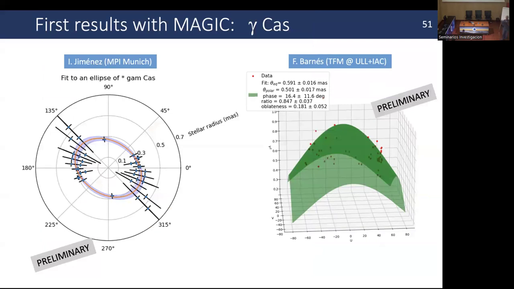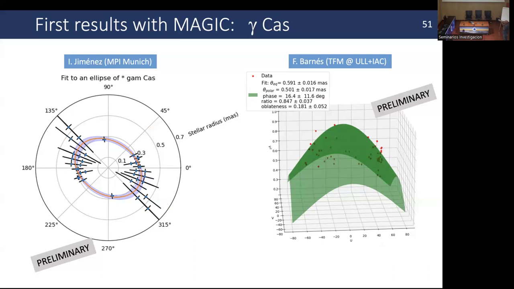What I'd like to show you, and this is very preliminary, and I think it's the first time it has been shown in public, is some first results with MAGIC. With MAGIC, we have been measuring one of these fast rotators, one that has not been measured before, gamma Cas. And this is what we can see. This is in polar coordinates, stellar radius. This is 0.2 milliarcseconds, this circle here. And this is our measurements, right?